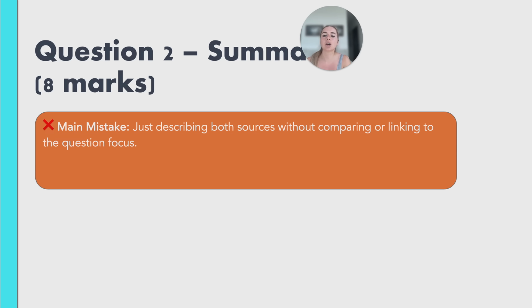So let's go into the main mistake, which is just describing both sources without comparing or linking to the question focus. I see it all the time with students. They will literally just say, okay, this has happened and this has happened, but it doesn't link back to the focus of the question. They give you a specific focus, so specifically focus on that.